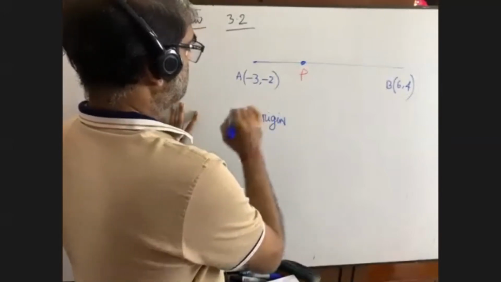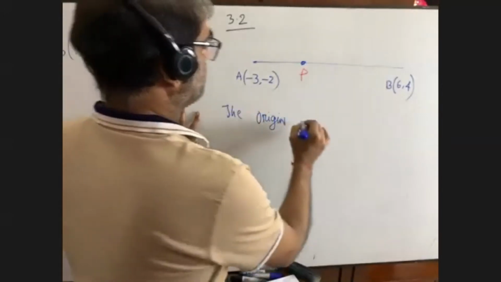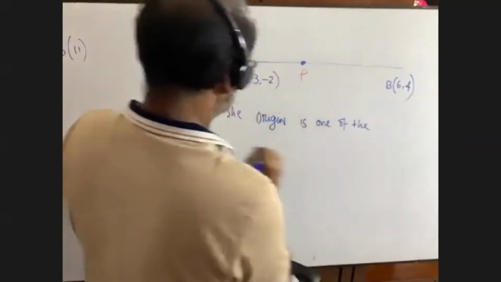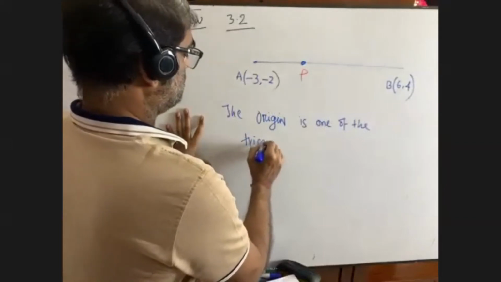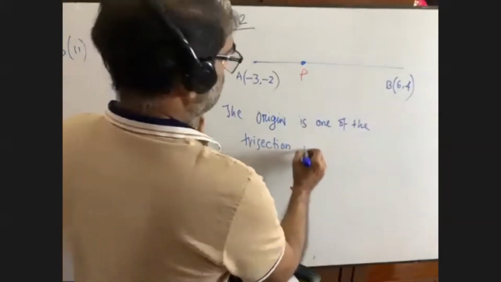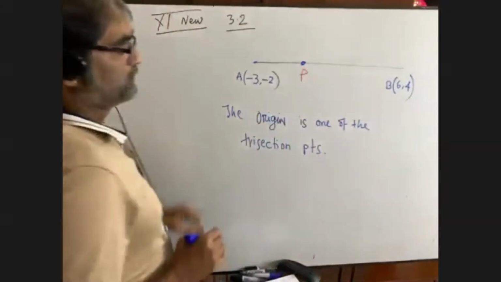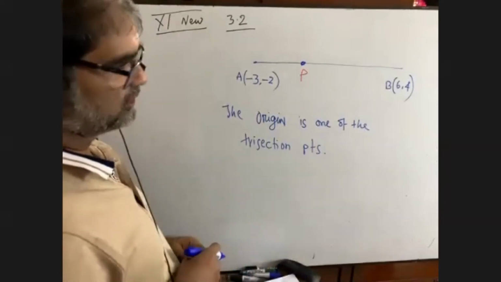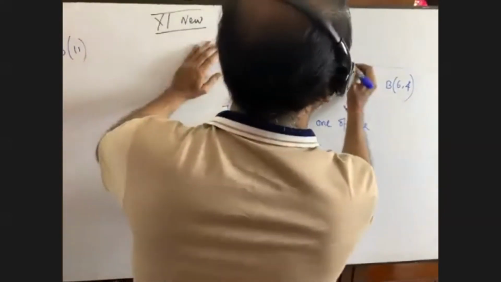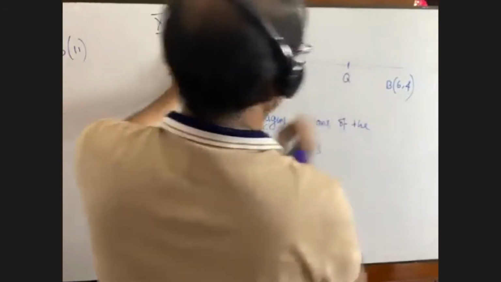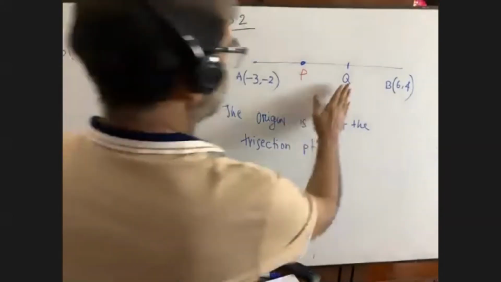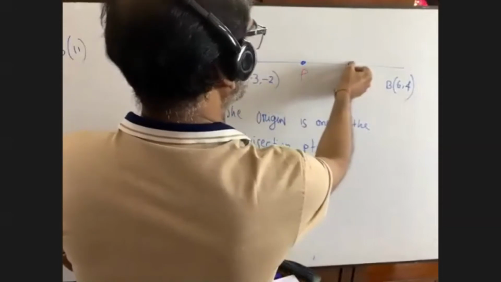I mean, you have to show that the origin is one of the trisection points. So I have taken P as one of the trisection points, and here let it be Q. But I will not do any working on Q at first. So let's try finding P. Now we will find P.